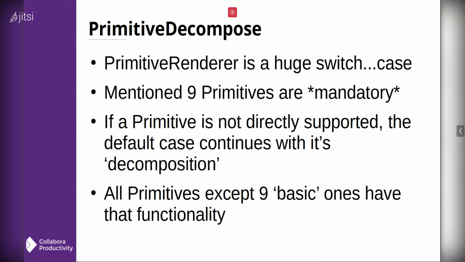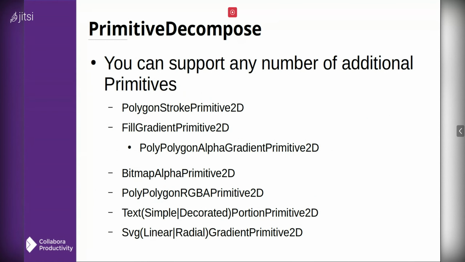So that avoids the problems you may all know from metafiles, where if you would add a metafile action, which is nearly undoable, you have to implement it in 50 places or more. It just has to be handled somehow. So all primitives except the 9 basic ones have that functionality. So you can, of course, support any number of additional primitives in SCPR.